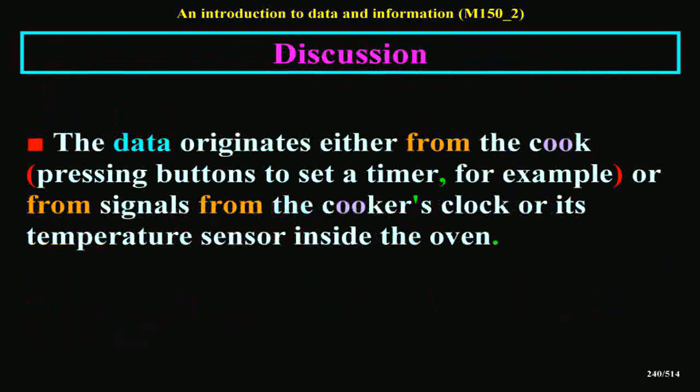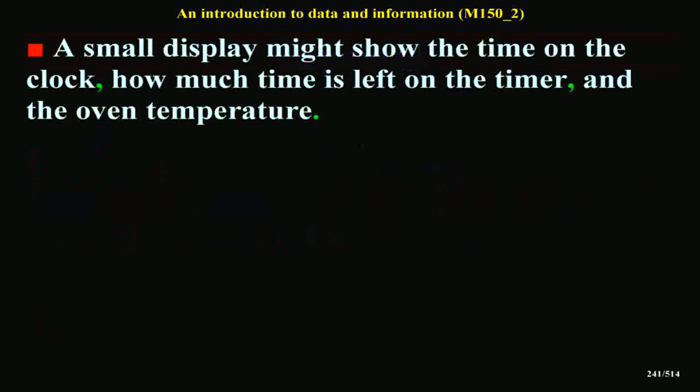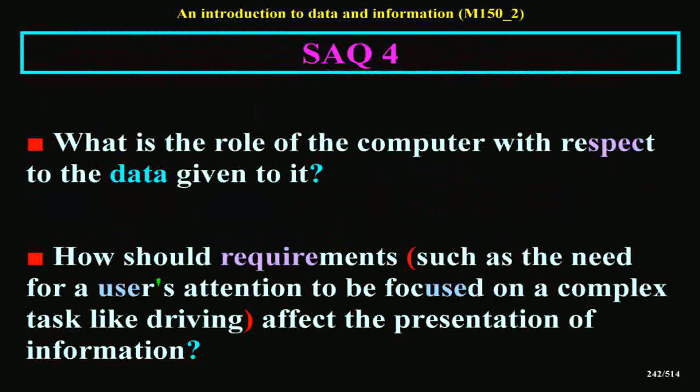Discussion. The data originates either from the cook pressing buttons to set a timer, for example, or from signals from the cooker's clock or its temperature sensor inside the oven. A small display might show the time on the clock, how much time is left on the timer, and the oven temperature.